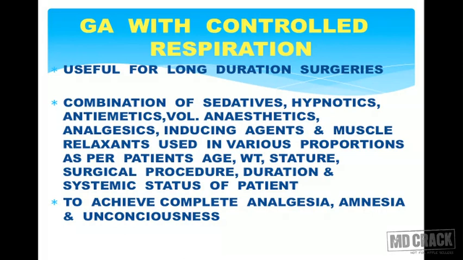So it is the anesthetist's judgment for each patient how much drug and in what proportion he has to administer, so that the main aim of anesthesia, that is painless analgesia, is achieved, amnesia is achieved, and there is total loss of consciousness. This can be achieved by a combination of various agents: sedatives, hypnotics, antiemetics, volatile agents, induction agents, maintenance agents in various proportions, so that this aim of general anesthesia, that is analgesia, amnesia, and loss of consciousness, is achieved. This is GA with controlled respiration.